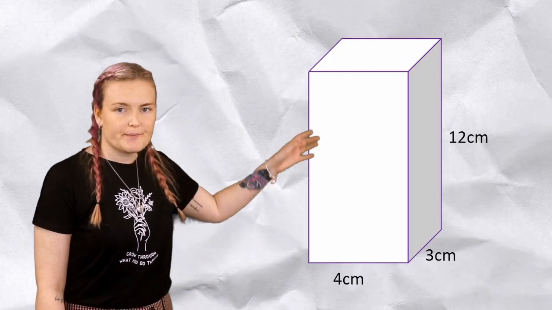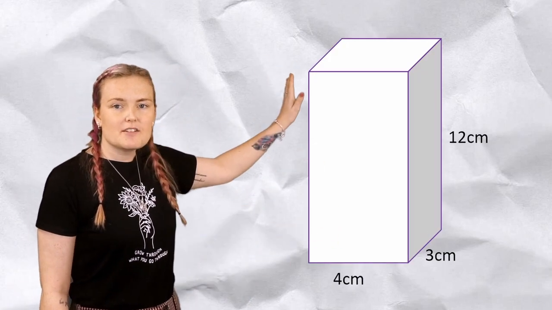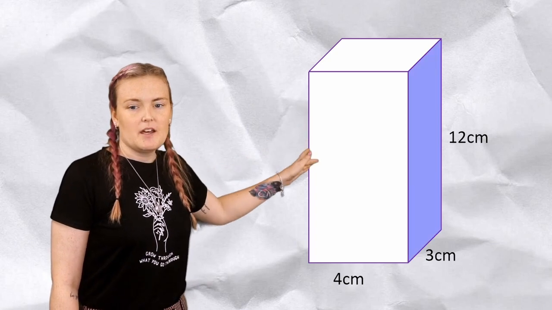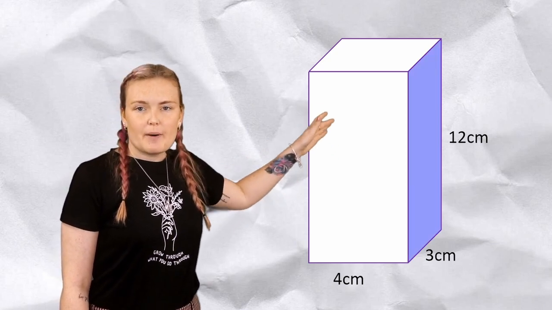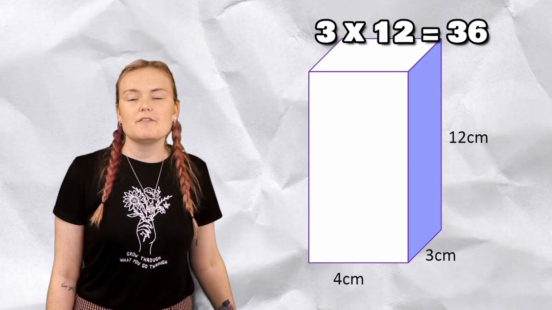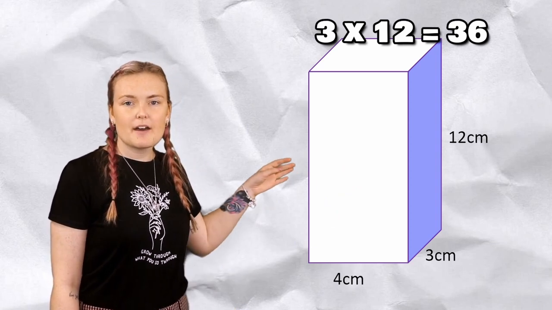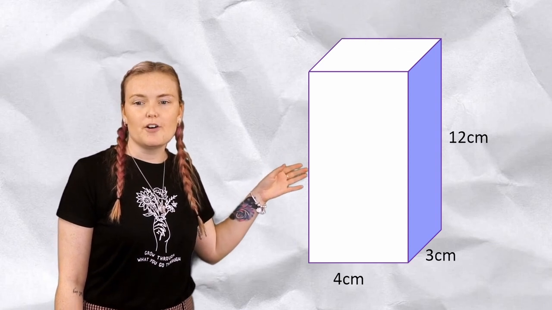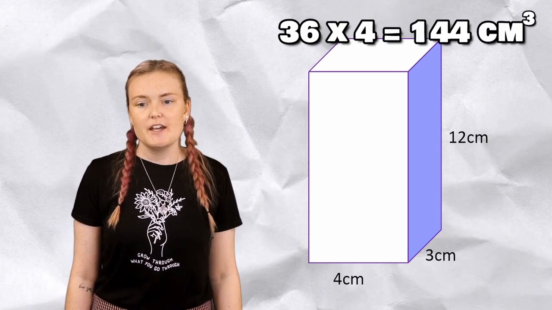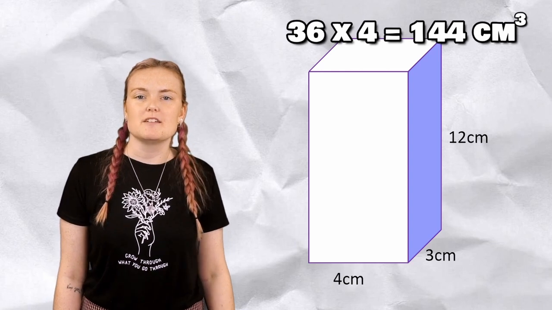For example, here I've got a cuboid. This shaded bit is the cross-section. And that measurement is 3 by 12. 3 by 12 is 36. Then I've got to multiply it by the depth, how far back it goes. So that's 4. So 36 times 4 is 144 centimetres cubed.